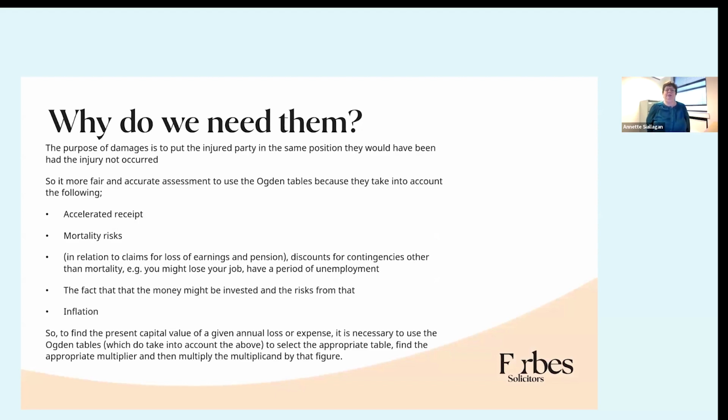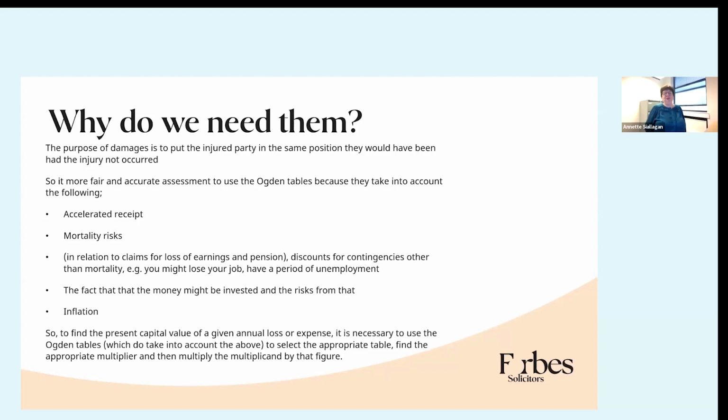So why do we need to use the tables? Why can't we, for example, say, well, the multiplicand is 20,000, and this person is going to retire in 20 years. Why can't we just calculate by using 20,000 times 20, or 10 years, or whenever they're going to retire? Well, if only life was that simple. The reason we can't do that is because the purpose of damages is to put the injured party back in the same position they would have been had the injury not occurred.